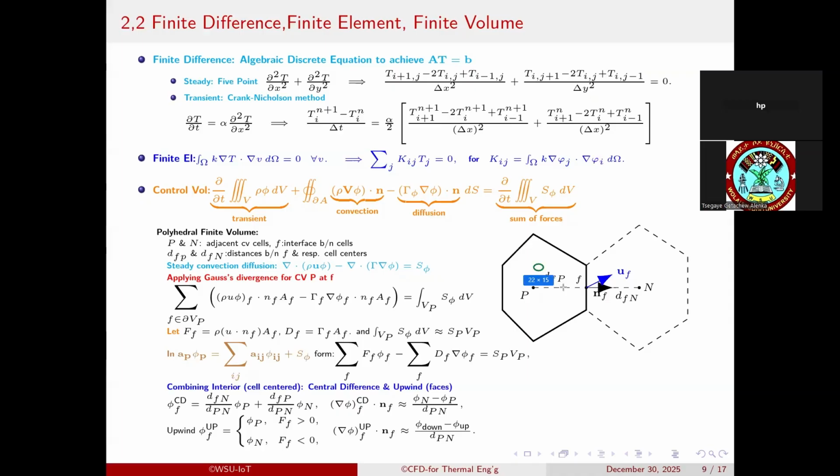Derivatives approximation. Finite volume involves an integral over the control volume and applying the divergence theorem, or Gauss theorem, for the control volume.